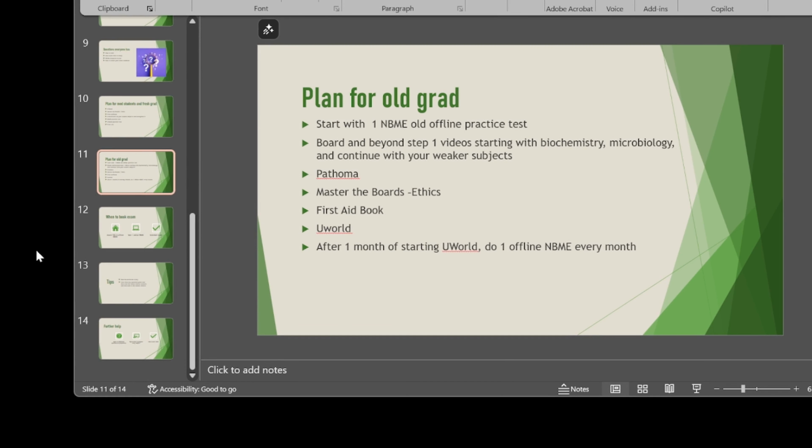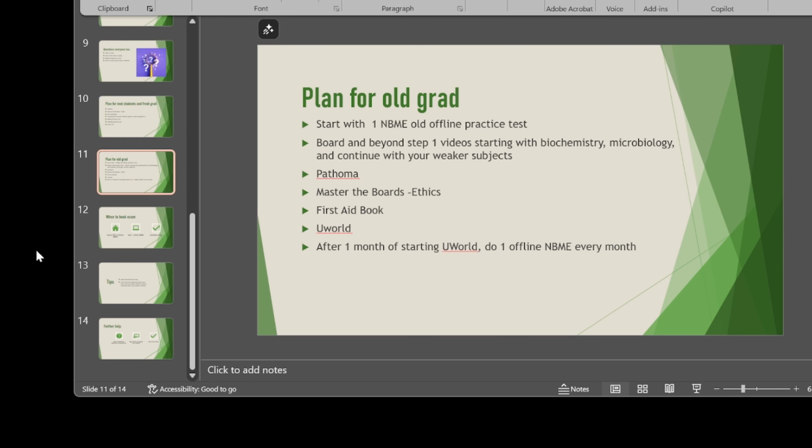Let's move on to the plan for old grads. Being an old grad, I struggled a lot to know how to study. So this plan worked for me very well. You should always start off with one old NBME offline practice test. You can find all the old ones numbered from 11 to 30 in Google searches. So take either the number 25 test or the NBME 26th test and take it offline in a test mode.